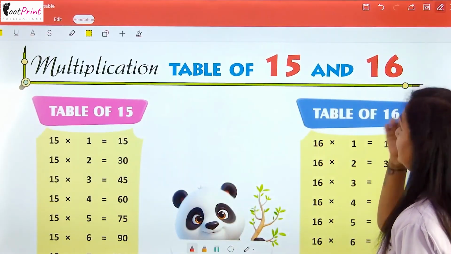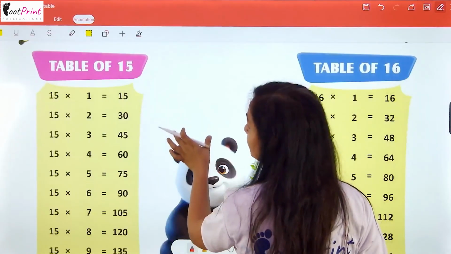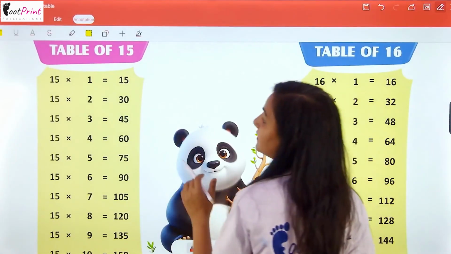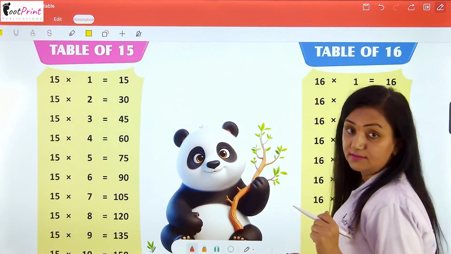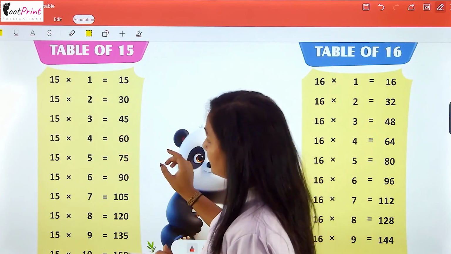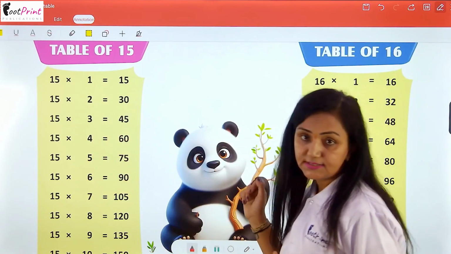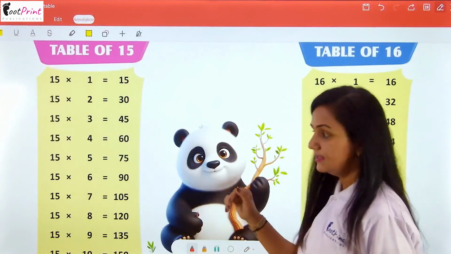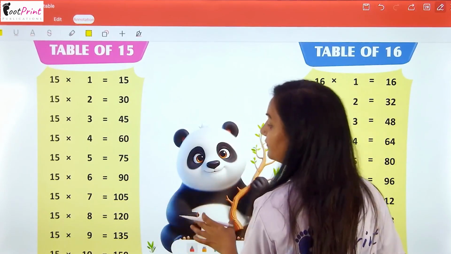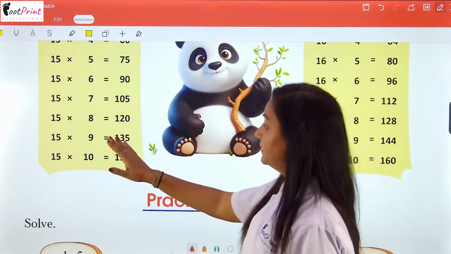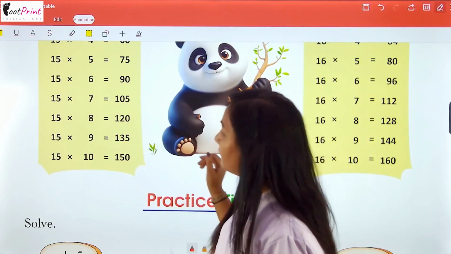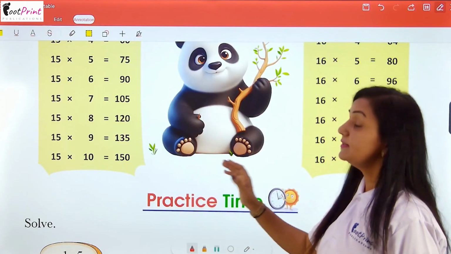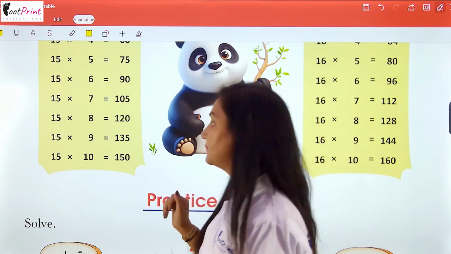Multiplication table of 15 and 16. Here we have the table of 15. 15 ones are 15. 15 twos are 30. 15 threes are 45. 15 fours are 60. 15 fives are 75. 15 sixes are 90. 15 sevens are 105. 15 eights are 120. 15 nines are 135. 15 tens are 150. Okay.